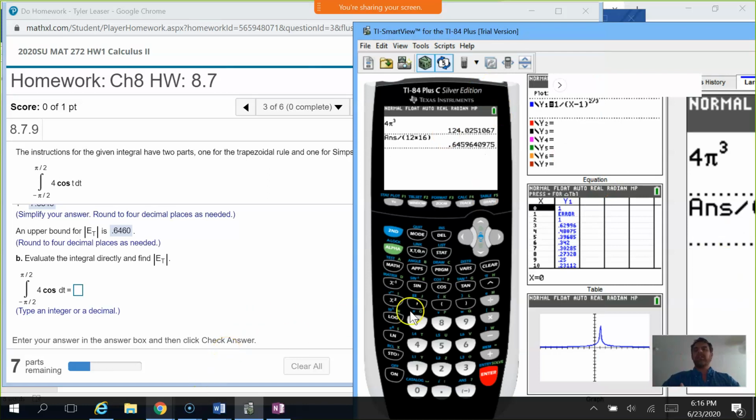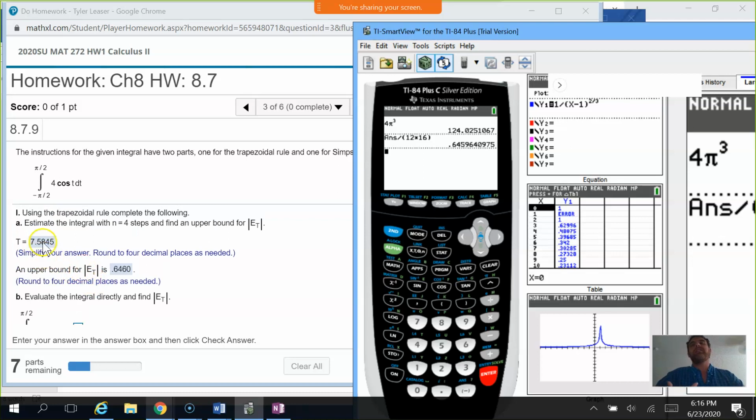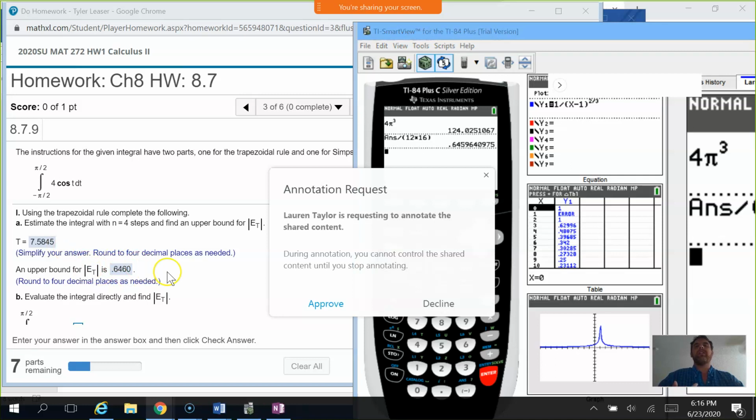Okay, so is that part all right? I know I'm jumping around to a bunch of different screens here, but this is just plugging stuff into the formula. Is finding the trapezoid sum and finding the maximum error okay?